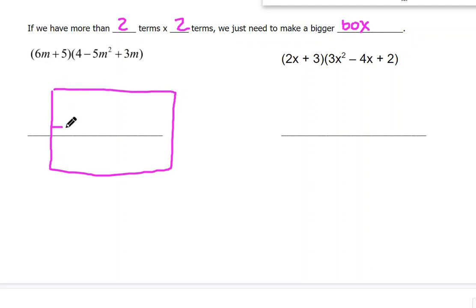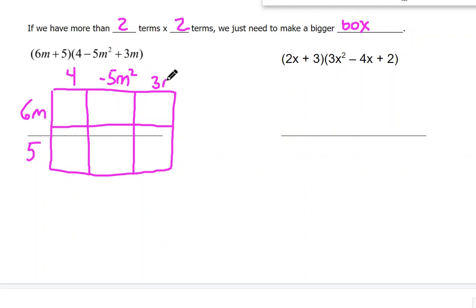I got 2 terms, so I can just split this side in half, because I'll have my 6m and I have my 5. This one over here, I got 3 terms, so that means I'm going to have 3 columns here: 1, 2, 3. And I'm going to have 4, negative 5m squared, and 3m. Okay, so if they have more than 2 terms times 2 terms, you just make another box. That's it. And then we just do it the exact same way.